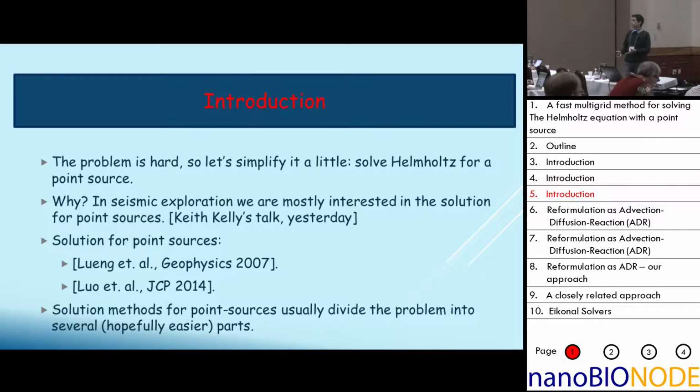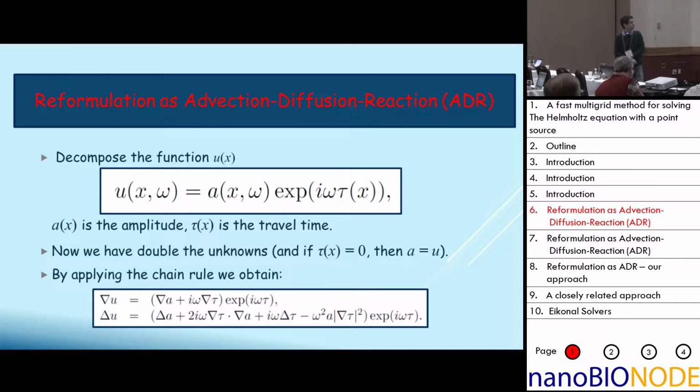Now, solutions for point sources mostly divide the problem into several, or more or less two, hopefully easier parts. So that will be our approach. We decompose the solution U into the amplitude and the phase, basically. The phase, tau of x, is also called the travel time, or first arrival time of the wave. And now we have double the unknowns. If we put tau equals 0, then we get A equals u, and we get the same equation back.